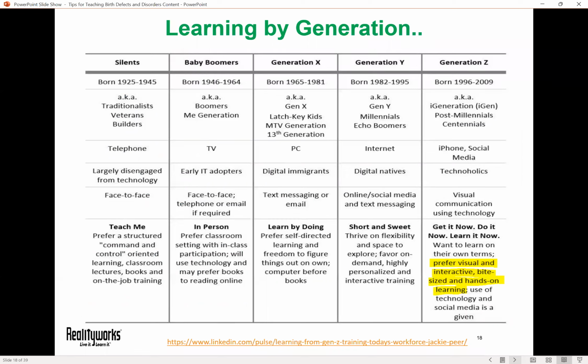Here's a chart that I found that I thought was a really great descriptive comparison by generation and learning preferences. And we feel that by knowing how each generation prefers to learn, we can adjust the way we teach. Generation Z prefers visual and interactive, bite-sized, and hands-on learning. So knowing that, let's look at a few ways that we can engage our Generation Z students.